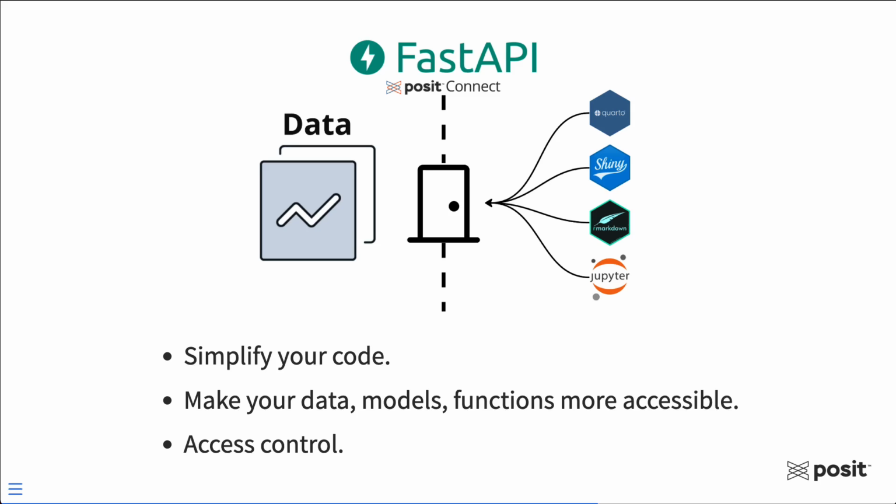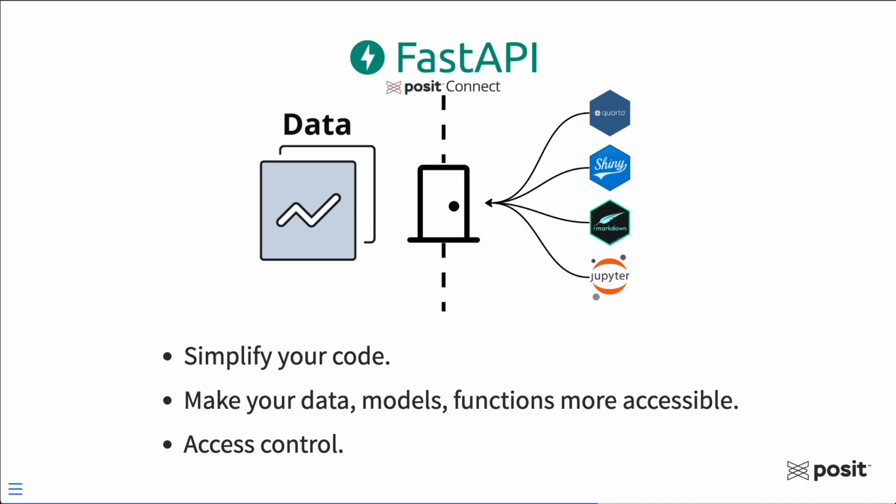Secondly, by putting data behind an API, it makes it easily accessible to different content types. For example, you can have a Jupyter notebook built using Python and a Shiny application built using R access the same data via the same API. And later on in this demo, we'll demonstrate this capability.